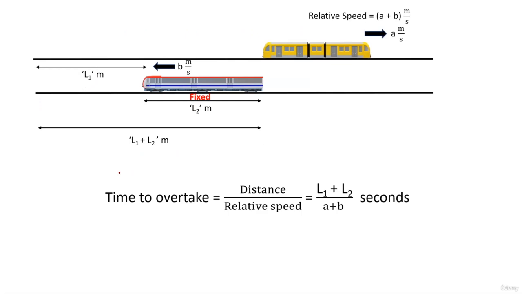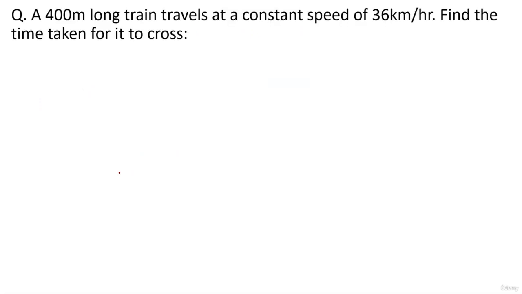Okay, let's solve a few questions now, guys, based on this. A 400-meter long train travels at a constant speed of 36 kilometers per hour. Before I even begin solving the question, I observed that the length of the train is given as 400 meters and the speed is given as kilometers per hour. So the first step is we multiply this by 5 by 18. 2 5s are 10. So in meters per second, the speed is 10 meters per second.